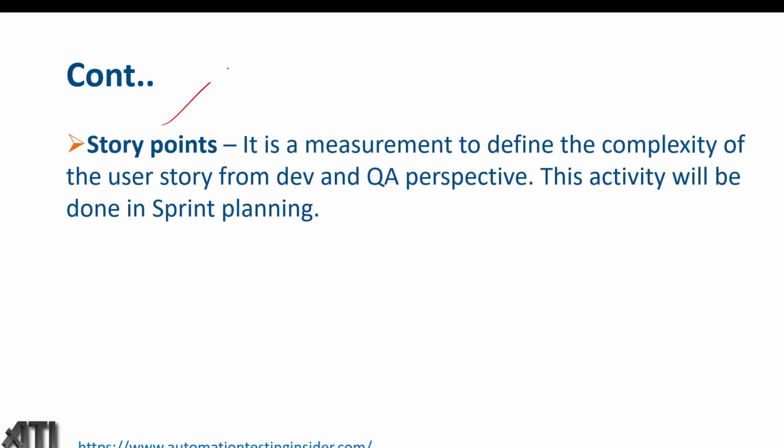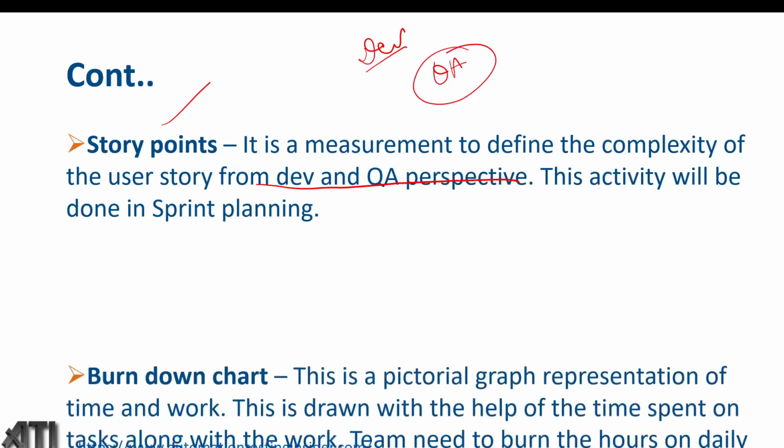Story points also we have discussed. It is a measurement to define the complexity of the user story from dev and QA perspective. So basically, what do you mean by story points? It defines the complexity of the user story: how complex it is for development of that particular user story, and how complex it is for testing purpose. This activity will be done in sprint planning.